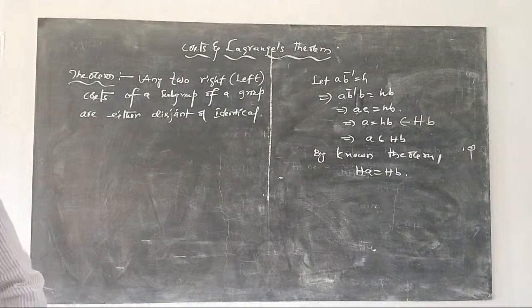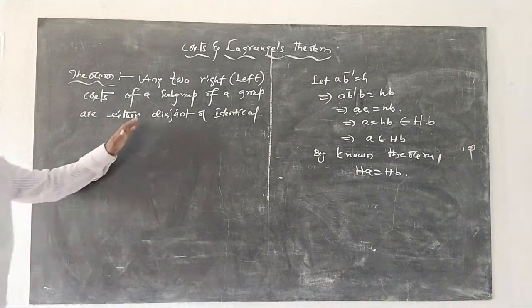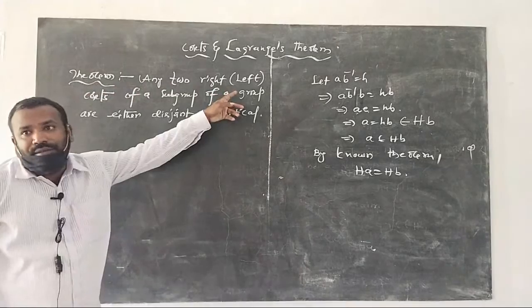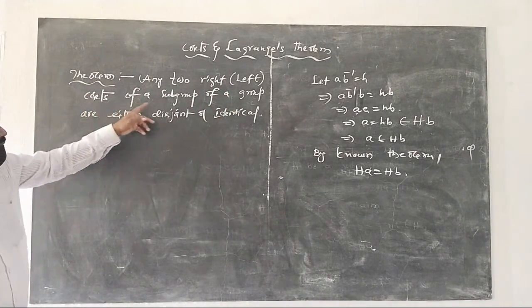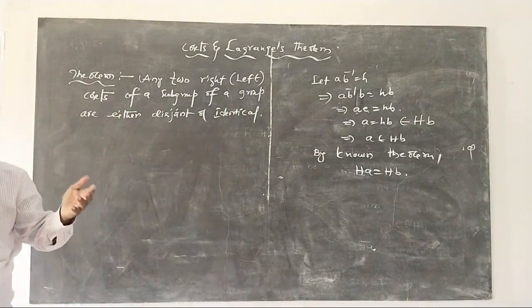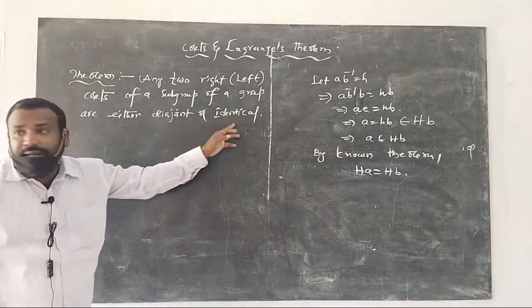Come in. It's a very important theorem. Look at the statement: any two right cosets are either disjoint or identical. You may take right cosets or left cosets of a subgroup of a group. A subgroup has cosets. Are they disjoint or identical?